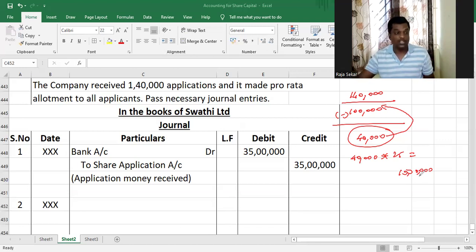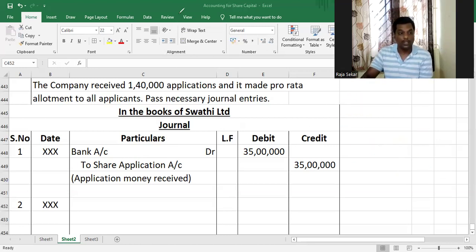There are certain rules with respect to how you're supposed to read the question and how you're supposed to deal with excess application money. For now, I will just tell you that unless the question says that the excess application money has been refunded to the applicants, you're supposed to assume that the excess application money has been adjusted towards the further calls, like allotment.